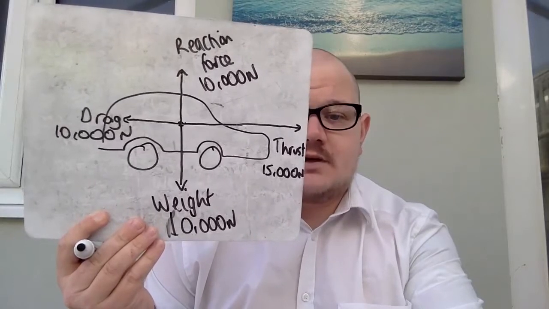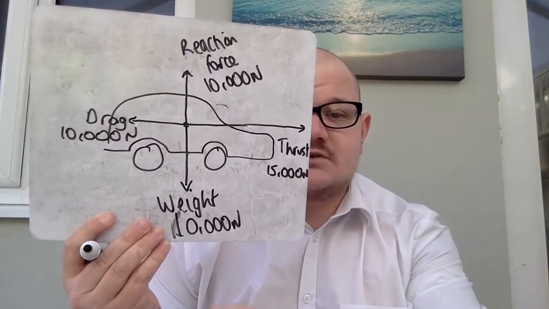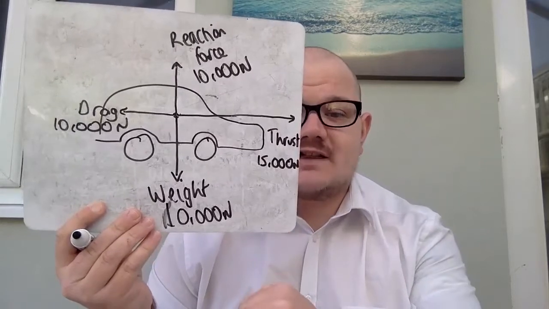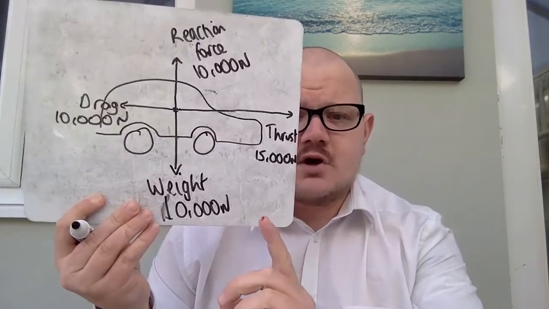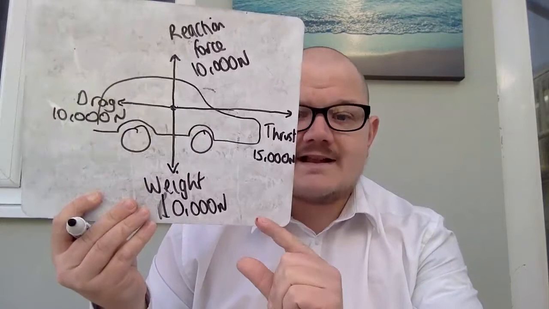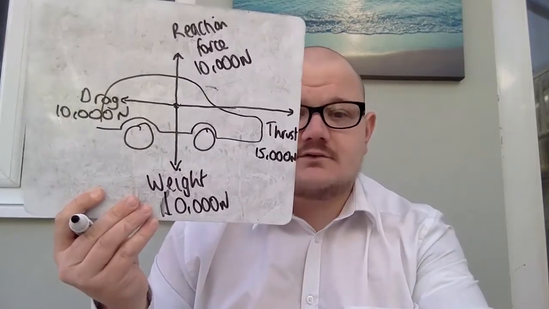So if we compare the vertical components first, the weight and the reaction force, it's 10,000 down, 10,000 up. So therefore, the overall net force is 0.